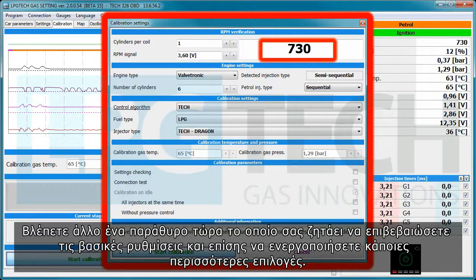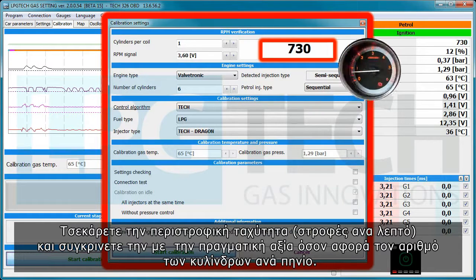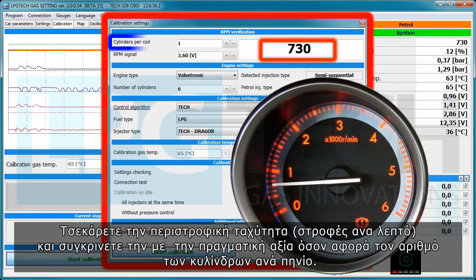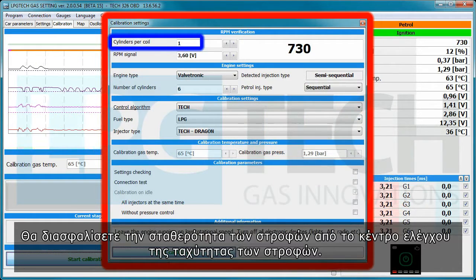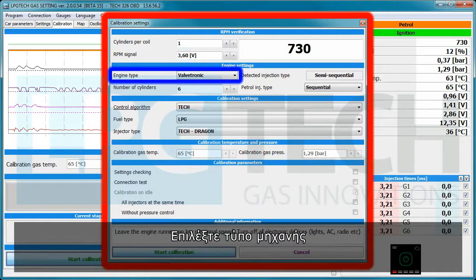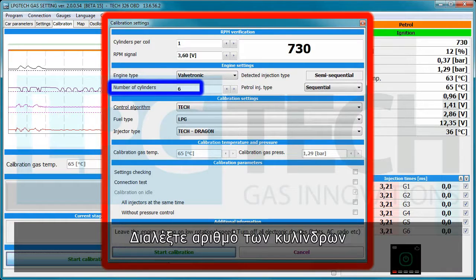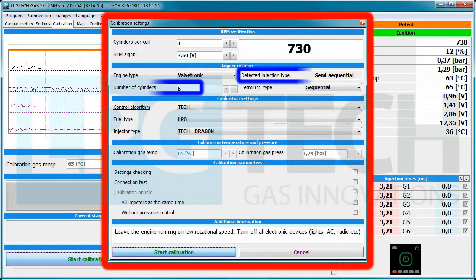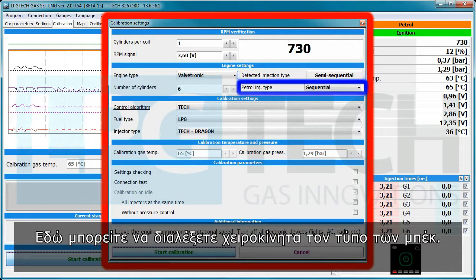enable a few more options. Check the rotational speed, RPM, and compare it to the actual value regarding the set number of cylinders per coil. You will ensure stability of the rotational speed, RPM, by control level of rotational speed. Choose the type of engine. Set a number of cylinders. Check whether the detected injection type is correct. Here you can manually change the type of injection.